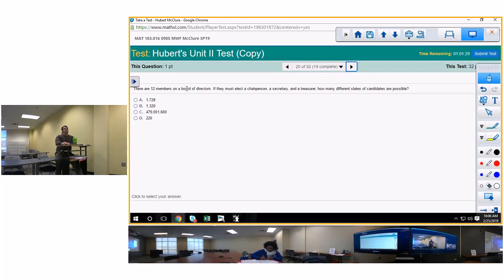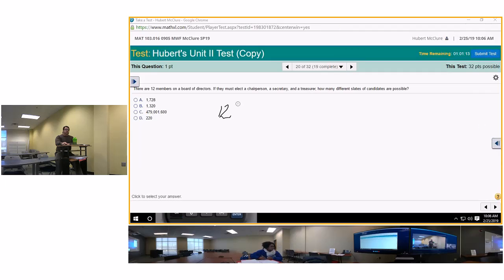There are 12 members of a board. This is a permutation. If you must elect a chairperson, a secretary, and a treasurer, that's 3. So that's going to be 12 permutation 3. B. Let me put 12 permutation 3. Did you say B? Mm-hmm.